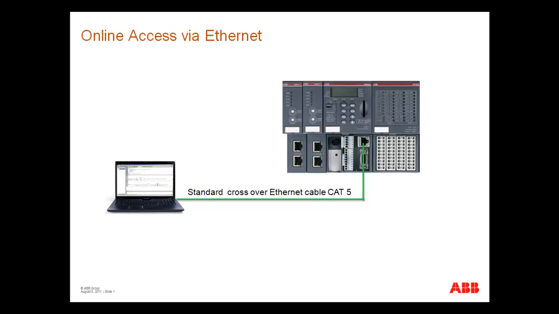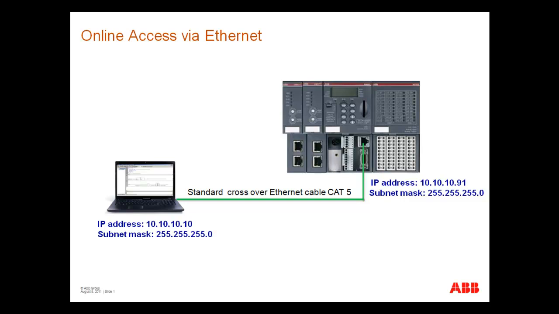When you connect your PC directly with the CPU, use an Ethernet crossover cable if your PC doesn't provide auto crossing. The PC and the CPU have to get a unique IP address in the same network, and the subnet mask has to be the same for both devices.